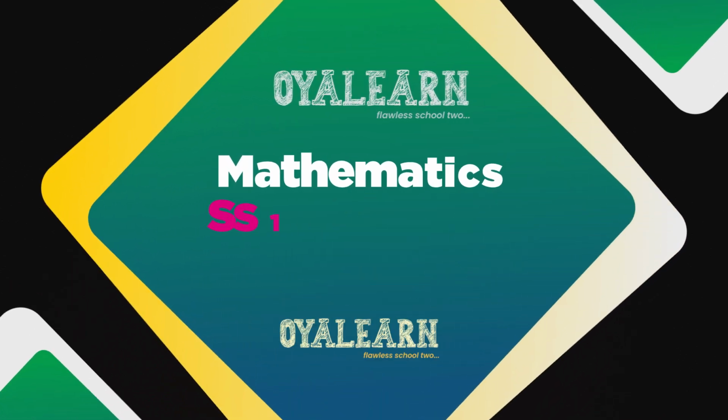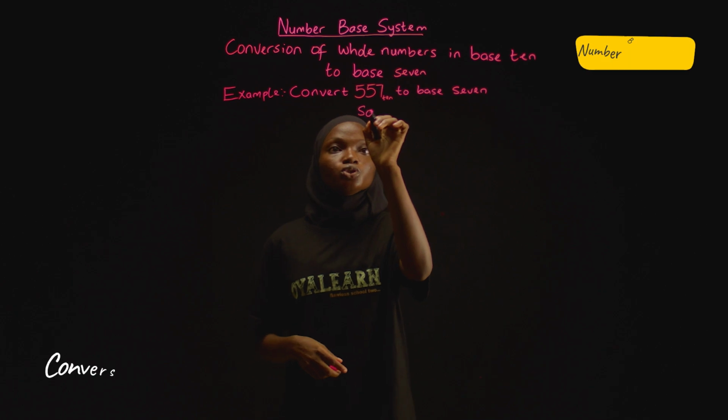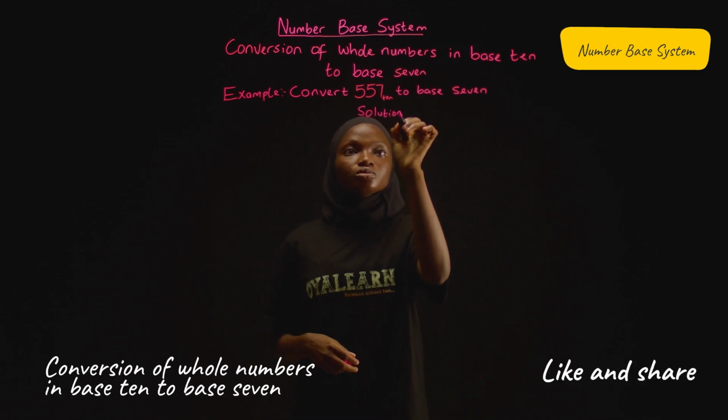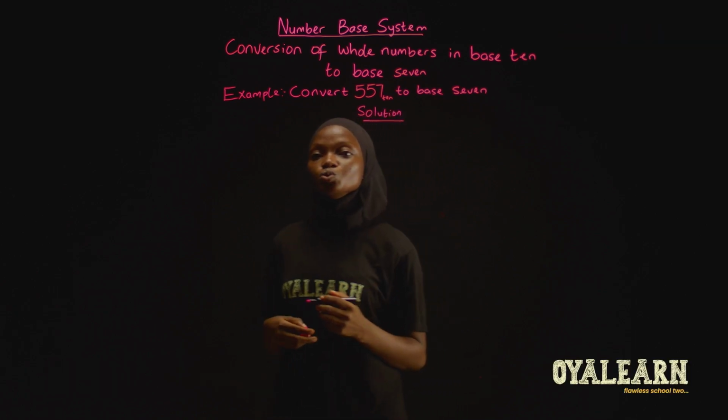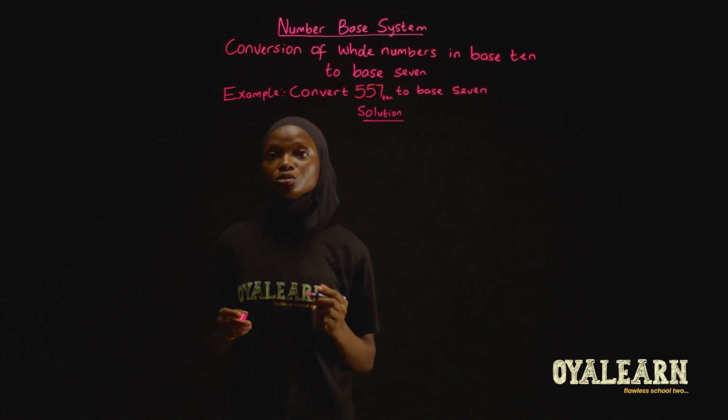Let's convert 557 base 10 to base 7. Solution. To do this, we divide repeatedly by 7 until further division is no longer possible.